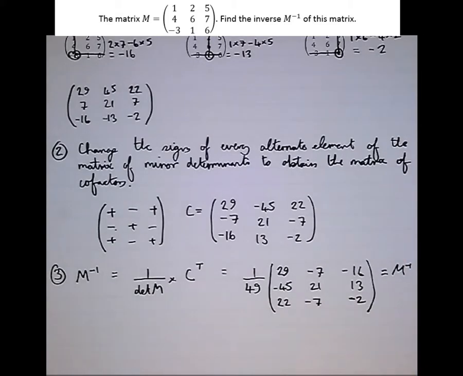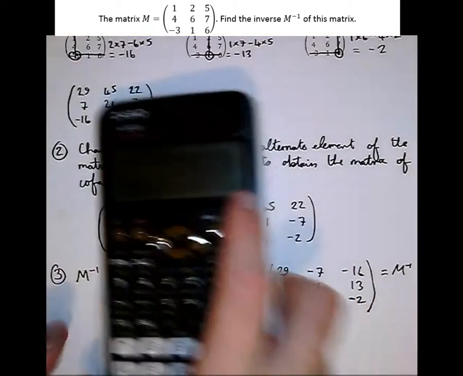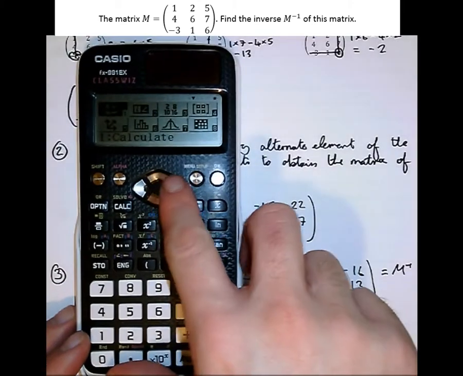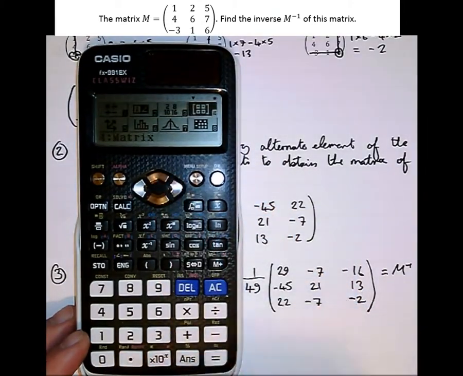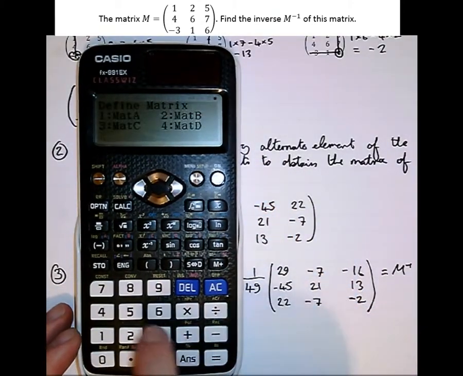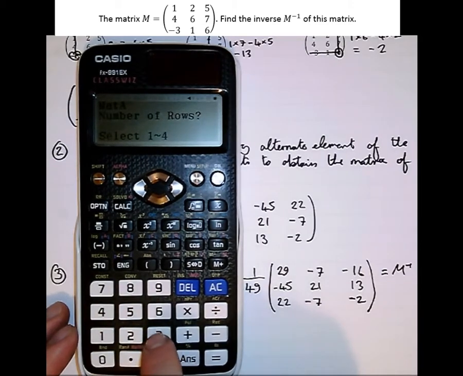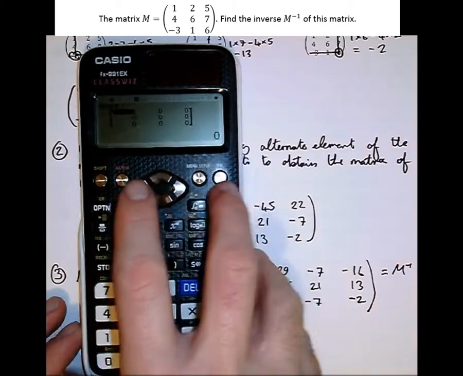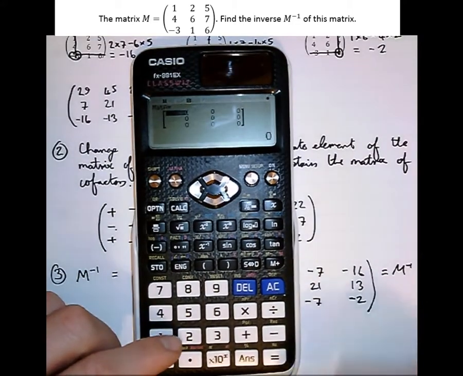Now, if this question was asked in an exam, like it has been here, it probably would only be worth 1 mark, because we can just use the calculator to find the inverse of a matrix. I'm going to show you how now. So, going back into matrix mode, let's define our matrix A, which is going to be a 3 by 3. I'm going to type that matrix in.